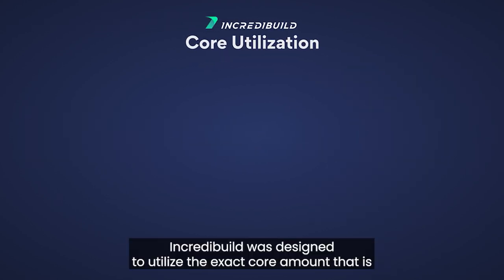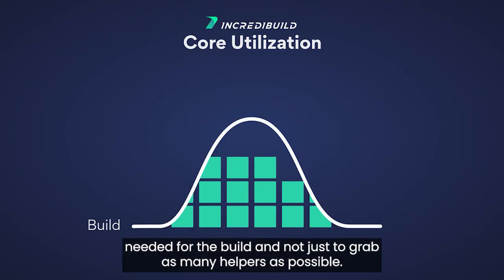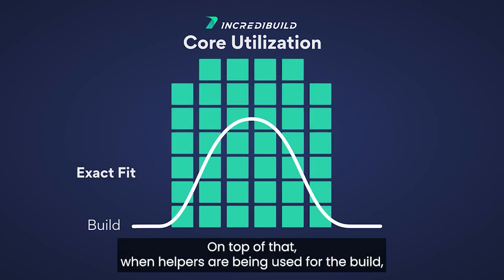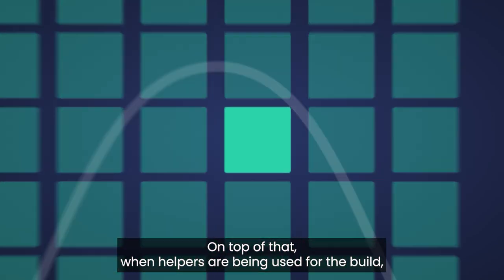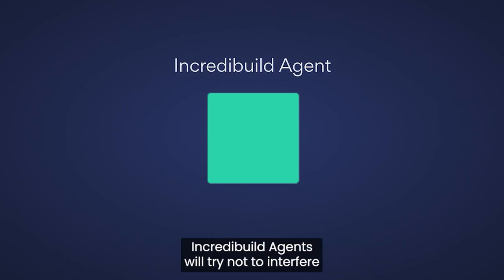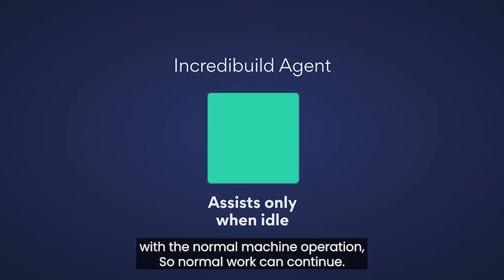Incredibuild was designed to utilize the exact core amount that is needed for the build and not just to grab as many helpers as possible. On top of that, when helpers are being used for the build, Incredibuild agent will try not to interfere with the normal machine operation so normal work can continue.